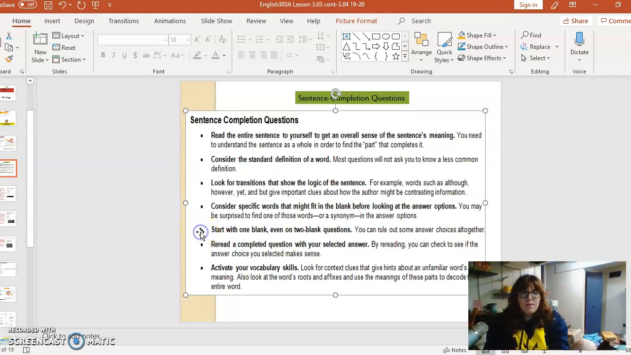Start with one blank, even on those two blank questions. So you're going to look at it, and you're going to look at one of the first one or the second one options, and then you can cut out the ones that don't make sense.